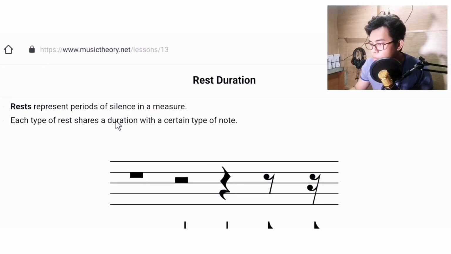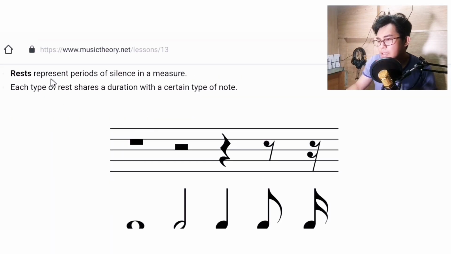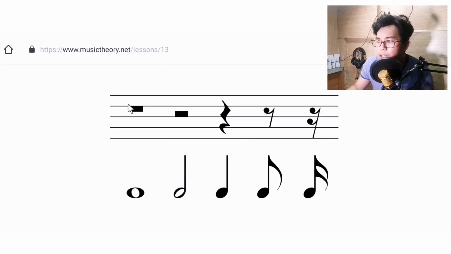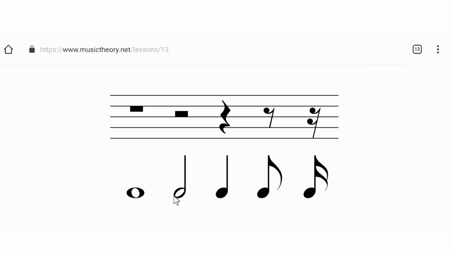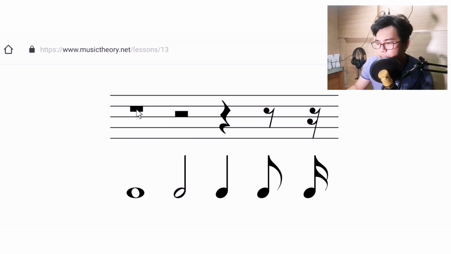Okay? So, rest duration, ito na. Rest represents periods of silence in a music. Each type of rest shares a duration with a certain type of note. So, ito yung equivalence niya, equivalence ng rest dun sa notes natin. So, we have the whole note, half note, quarter note, 8th note, 16th notes. So, ito yung equivalence niya sa rest.